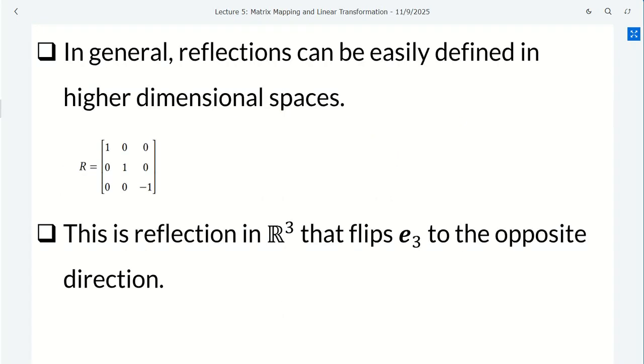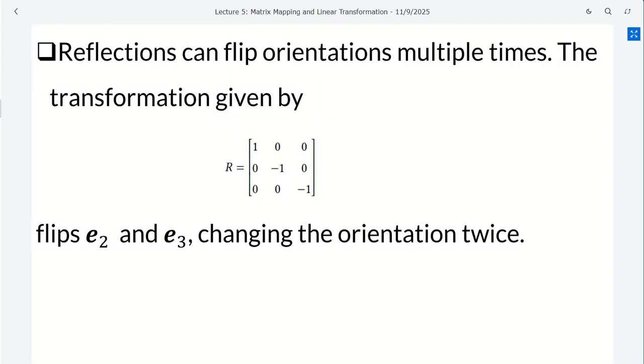Okay. So we can also reflect in a higher dimension. Here we are doing a reflection in 3 dimensions, where here we have the E1, then here the E2, then here the E3. So here we are flipping the E3 to the opposite direction. We can also flip and rotate at the same time. So we are flipping and flipping again, flipping and flipping again.